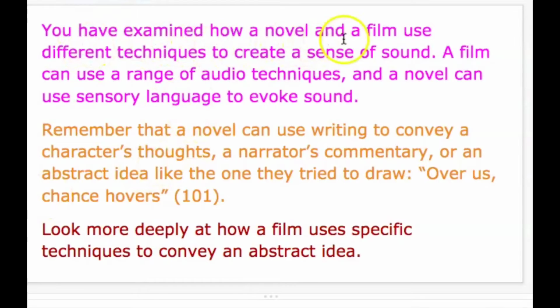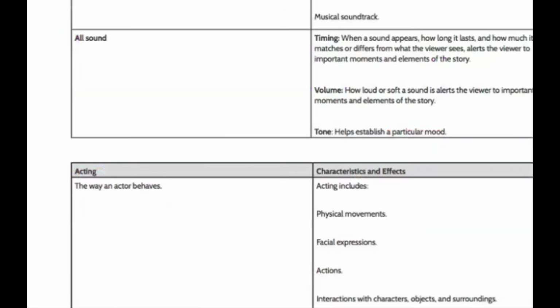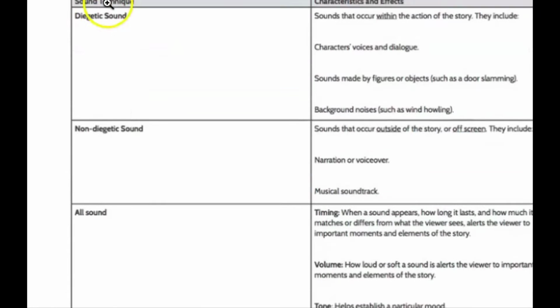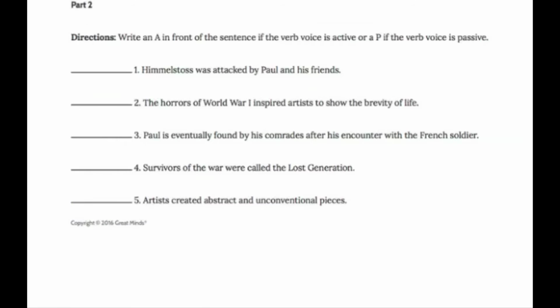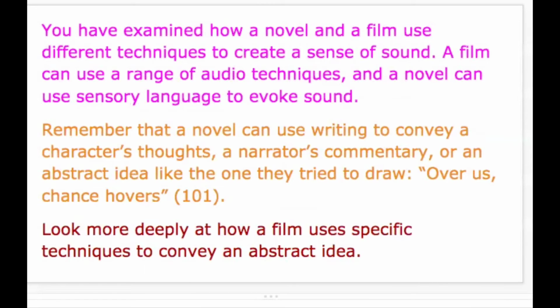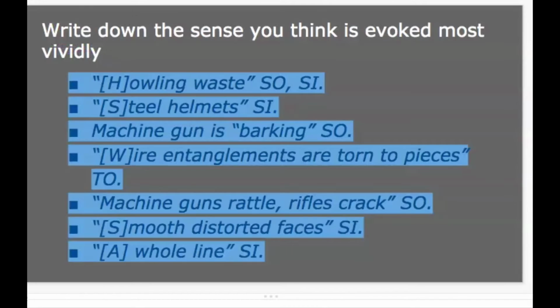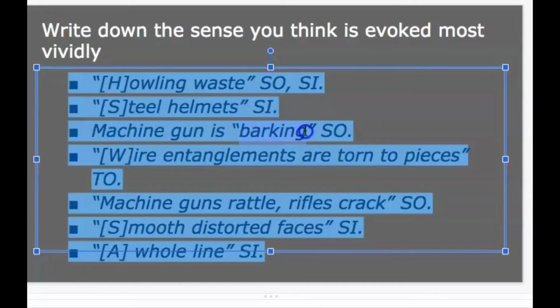So now that we have examined how a film and a novel use different techniques to create a sense of sound, a film can use a range of audio techniques, and a novel can use sensory language to evoke sound. So in a film, we're seeing these types of things: diegetic sounds, non-diegetic sounds, and all sounds. But in text, when we read, machine gun is barking. This is how they would invoke a sound inside of reading, by giving us sensory and descriptive language.